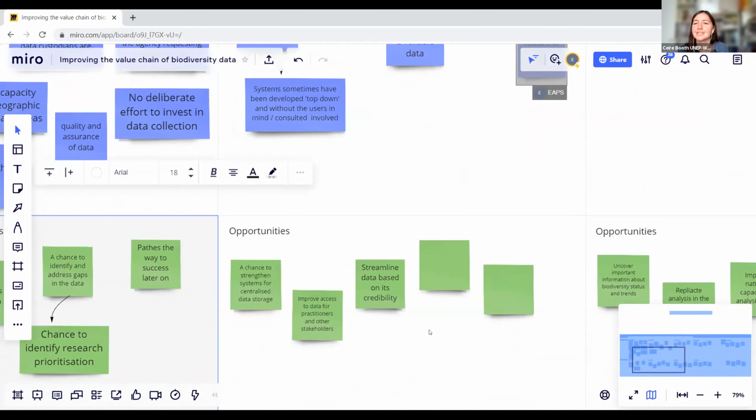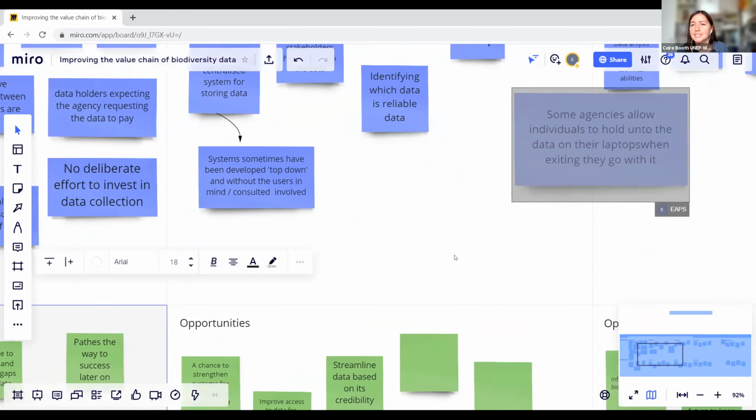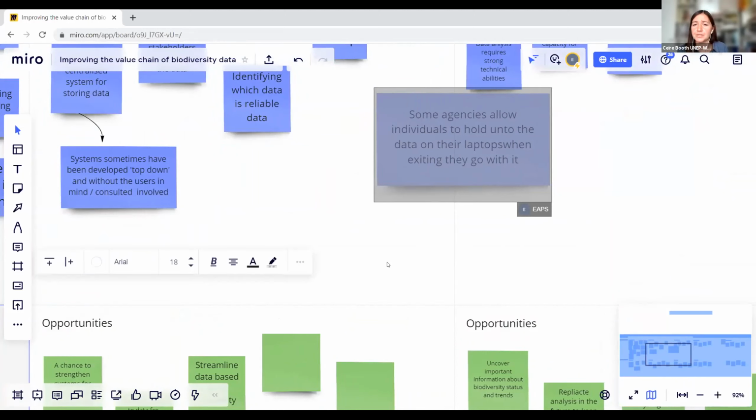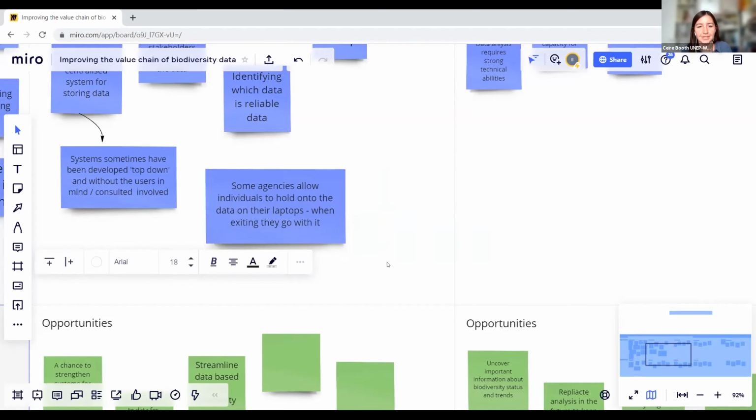All right, so someone's just added a sneaky one at the last minute. Okay, so some agencies allow individuals to hold onto the data on their laptops. And of course, when they leave the organization, the data goes with them. I'm actually surprised we didn't bring that one up already, because I think that is such a crucial point in terms of really improving the longevity of the biodiversity mainstreaming process. How is that going to be possible if data is disappearing as changes in where people are working are also happening? So thanks for that point to whichever mysterious person just added that to the board.